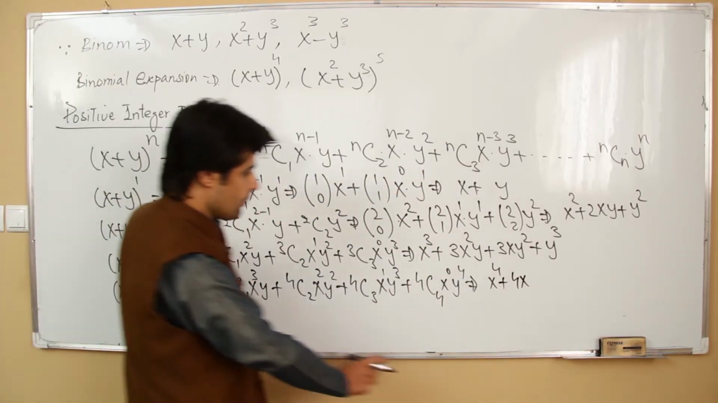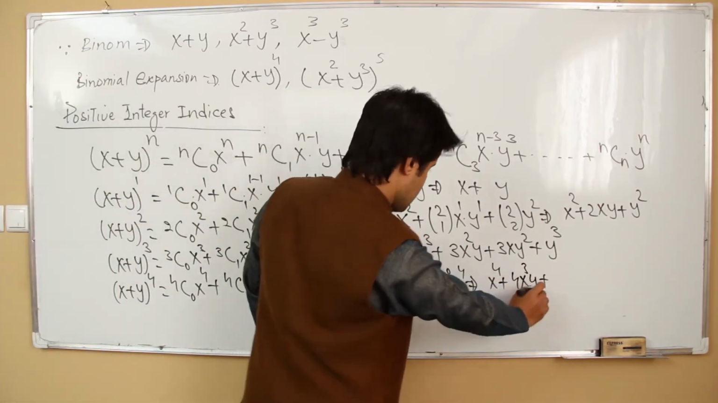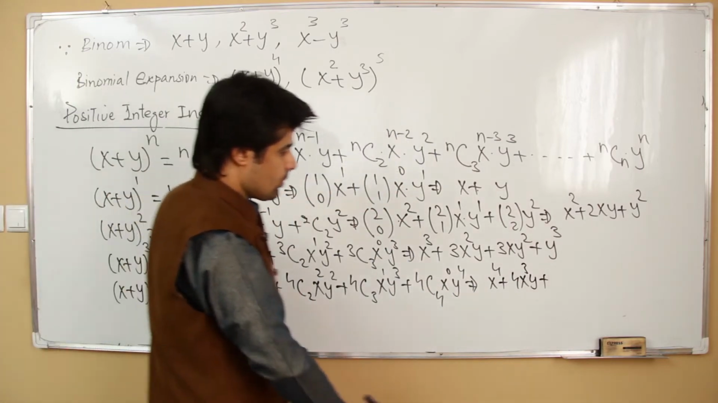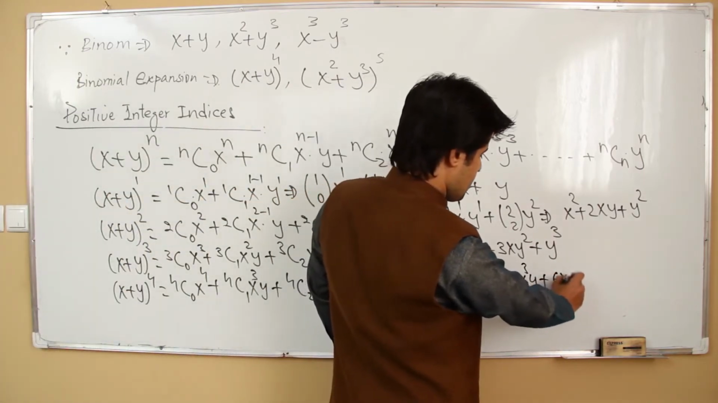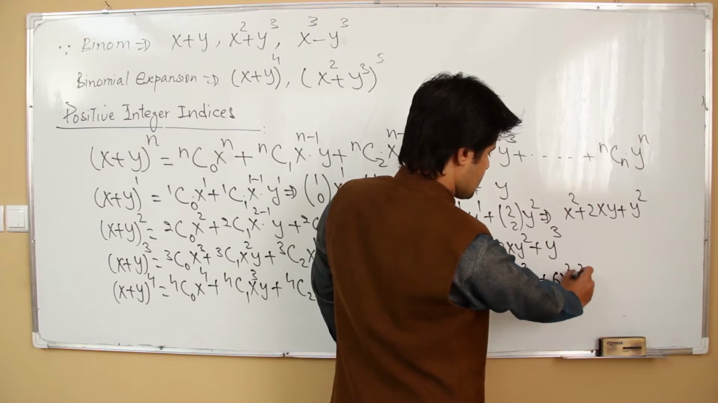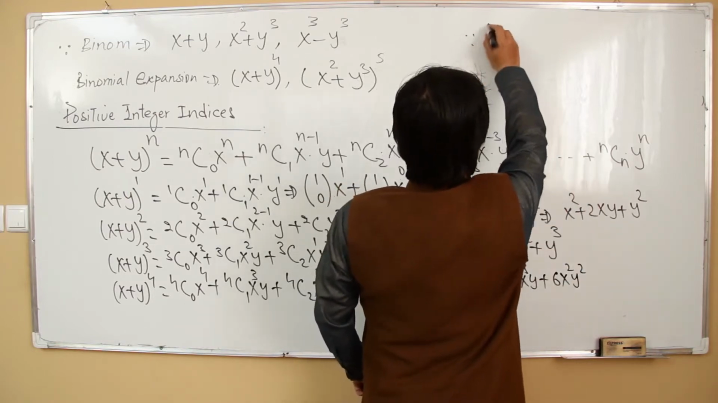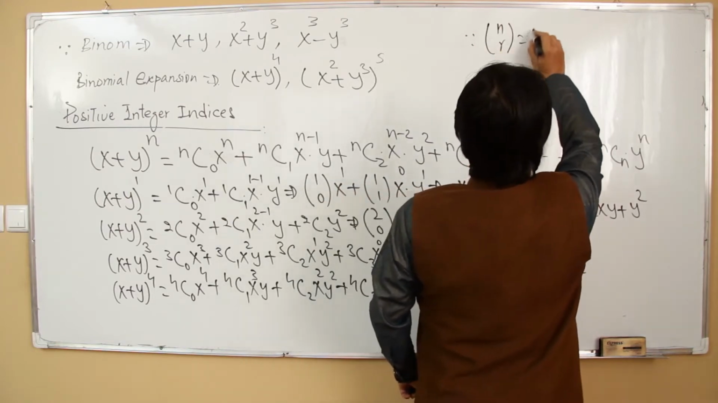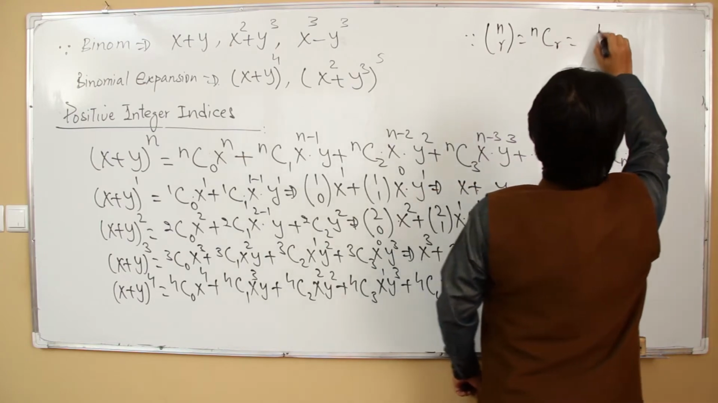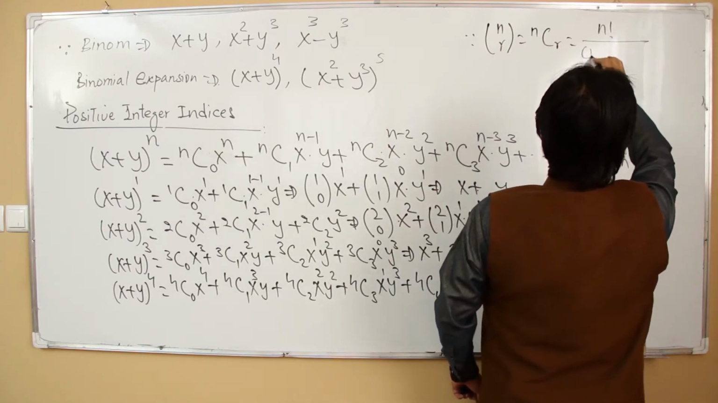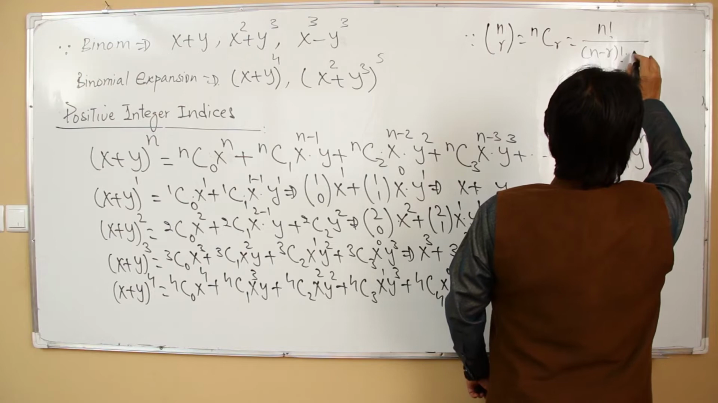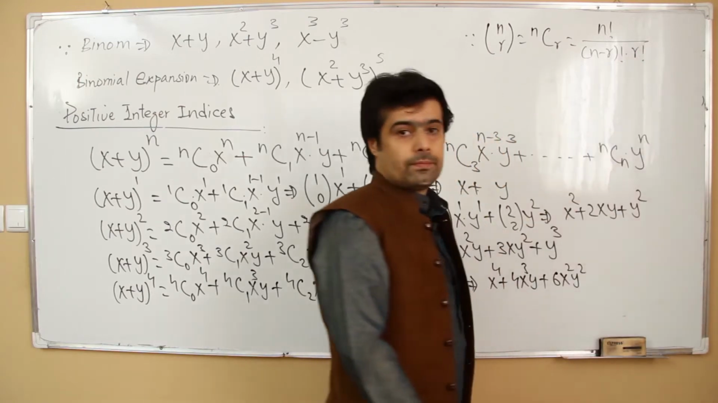x cubed y plus 4C2, it is 6 x squared y squared. How can you simplify nCr? It's n factorial over (n minus r) factorial times r factorial.